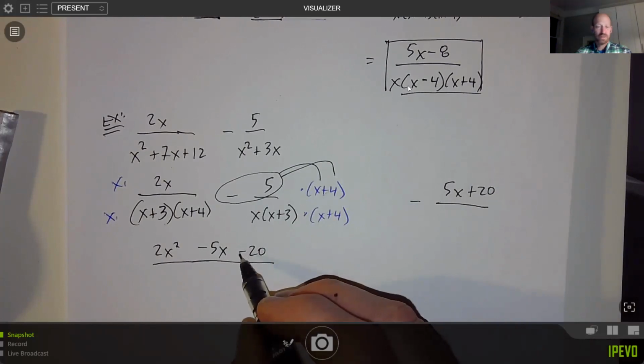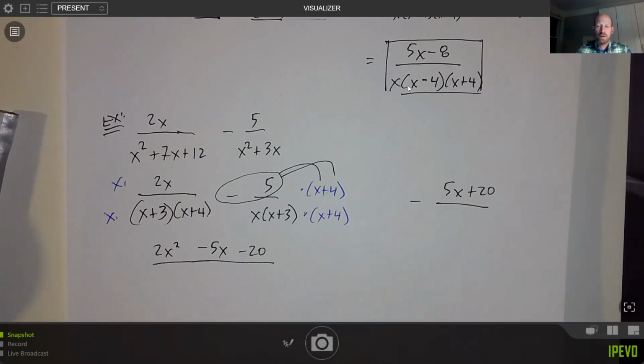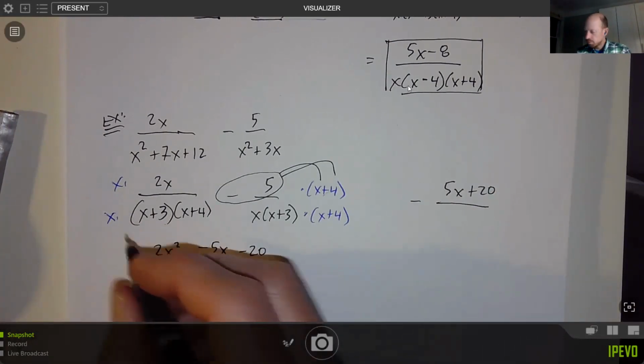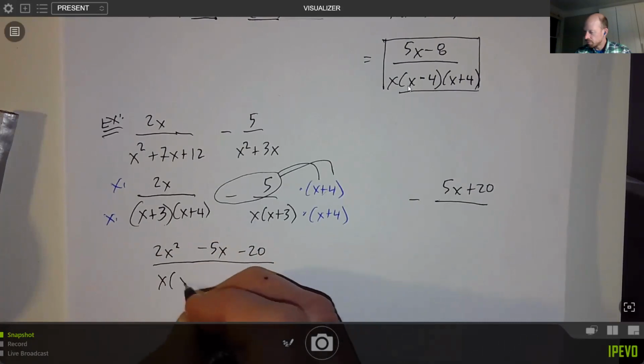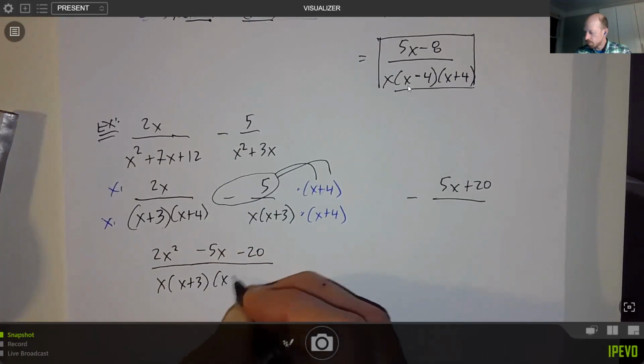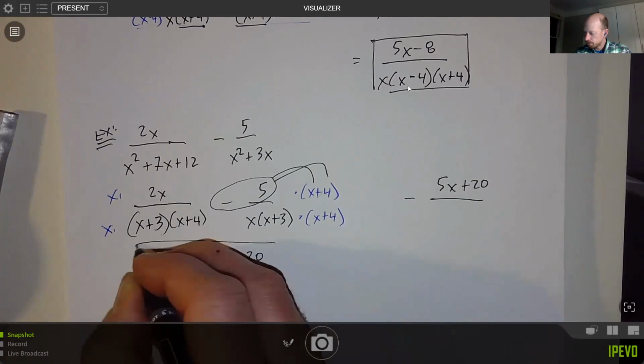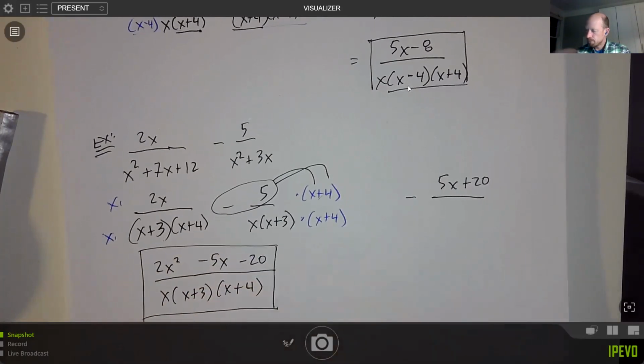Again, I would look for this numerator to factor, once I've combined it together. I don't think that factors. So I just leave it. Questions?